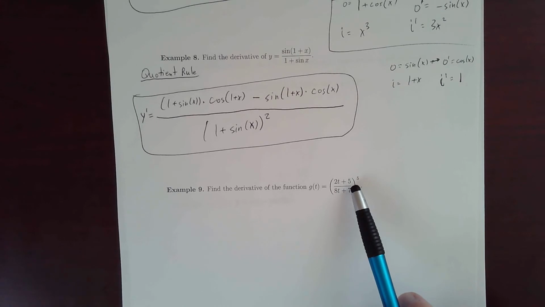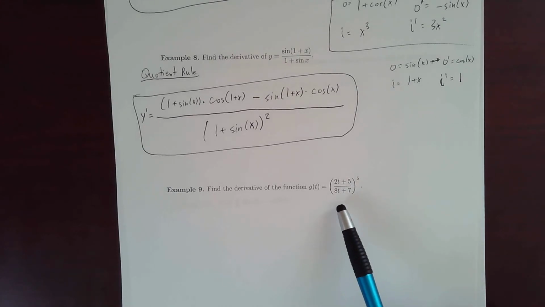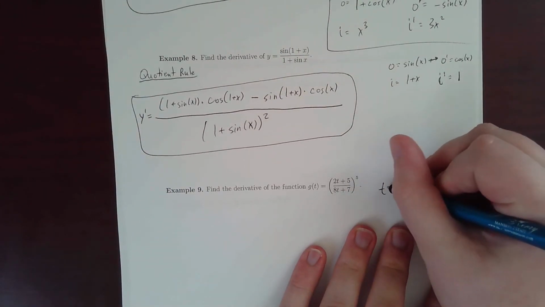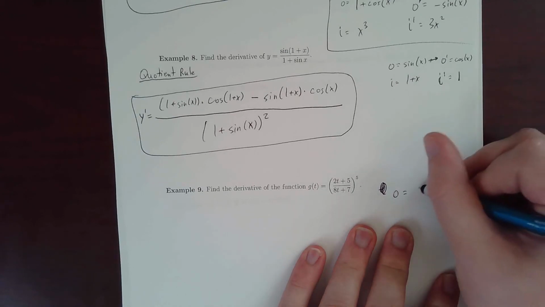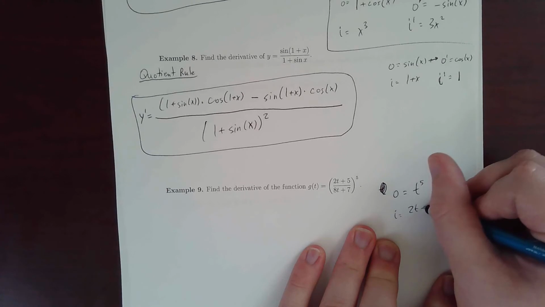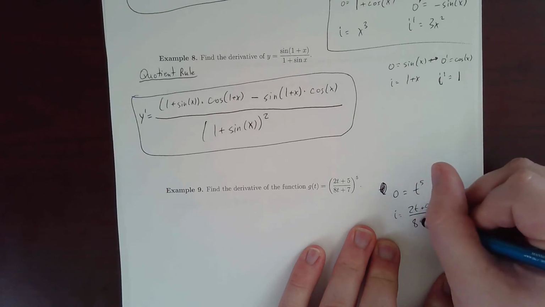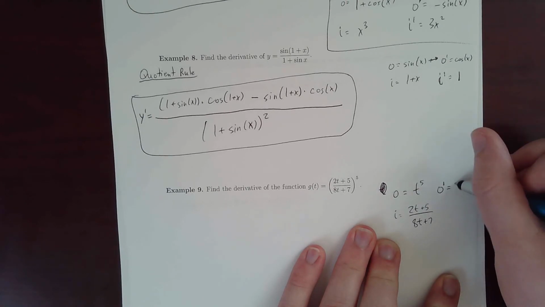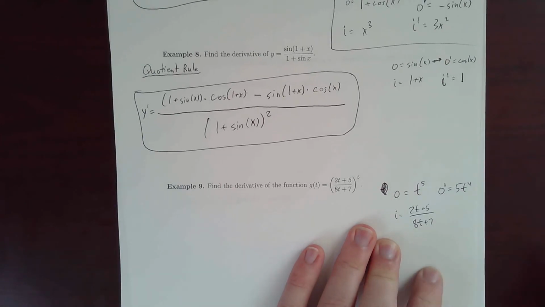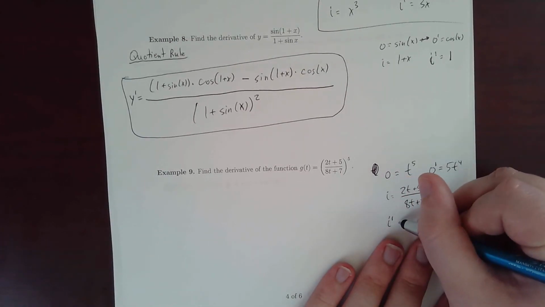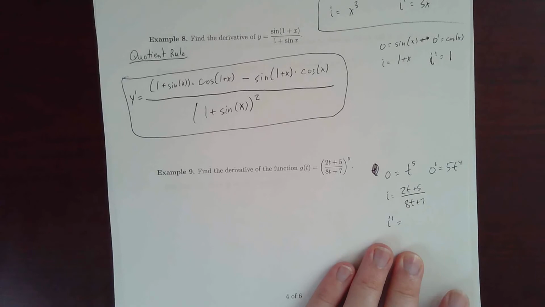Alright, so let's say we wanted to find the derivative of this function, g of t, which is 2t plus 5 divided by 8t plus 7, whole thing raised to the 5th power. This is a chain rule where the outside function is equal to t to the 5th, and the inside function is going to be equal to 2t plus 5 over 8t plus 7. Derivative of the outside will be 5t to the 4th, which is not so bad.